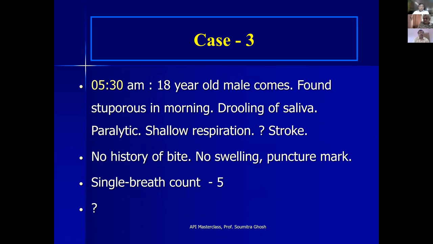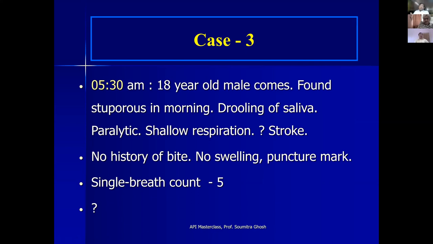So this is case three. An 18-year-old male comes, found stuporous in the morning, drooling saliva, patient is paralytic, shallow respiration, and patient's family members thought that it is a stroke in young. So no history of bite, no swelling, no puncture mark. Single breath count is only 5. So doctor is confident that it is a neuromuscular thing. It is not an upper motor type or a stroke.